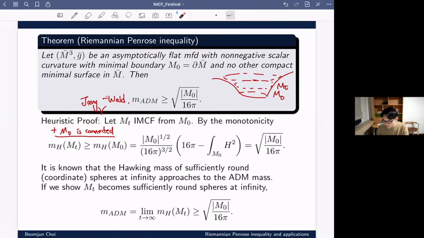And what Huisken and Ilmanen did is to remove the assumption of the existence of a smooth solution. They couldn't remove the condition that M0 should be connected. If M0 has several components, they could show this inequality, but this term here is replaced by the area of the largest component. And that's why their theorem is called the Riemannian-Penrose inequality for a single black hole case. And later this was proven by Hugh Bray for general cases.